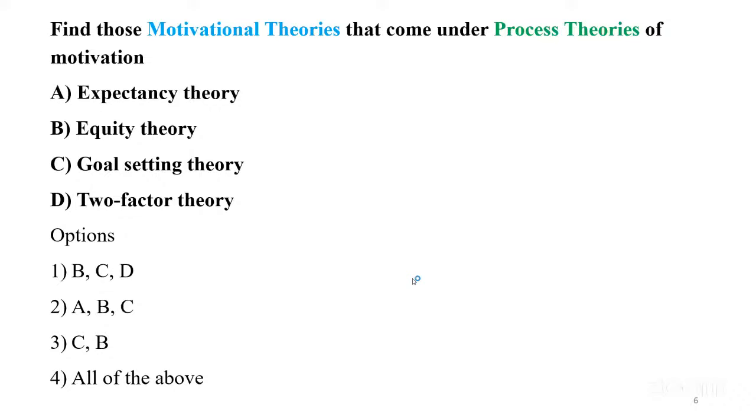Then the next question is: find those motivational theories that come under process theories of motivation. The given options are A, expectancy theory, B, equity theory, C, goal setting theory, D, two-factor theory. Option 1, B, C, D. Option 2, A, B, C. Option 3, C, B. And option 4 is all of the above. Okay, so let's revise the motivation theory.